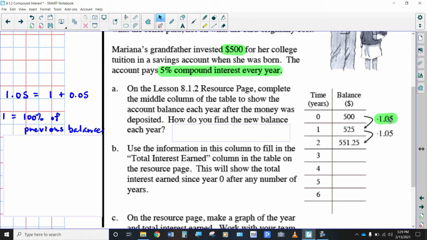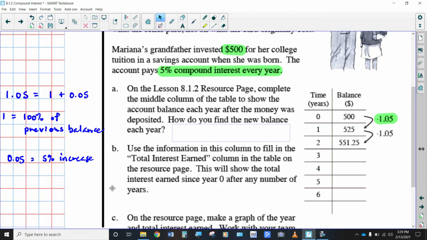And so that's what this is saying here. Having this as your multiplier, remember our percent increases last year? The multiplier being 1.05 implies that you're going to receive, this isn't a loan, this is a savings account, you're going to receive for your new balance after 1 year, 100% of what Mariana's grandfather had invested, $500, plus the 5% increase, which in decimal form is 0.05, 5 hundredths.